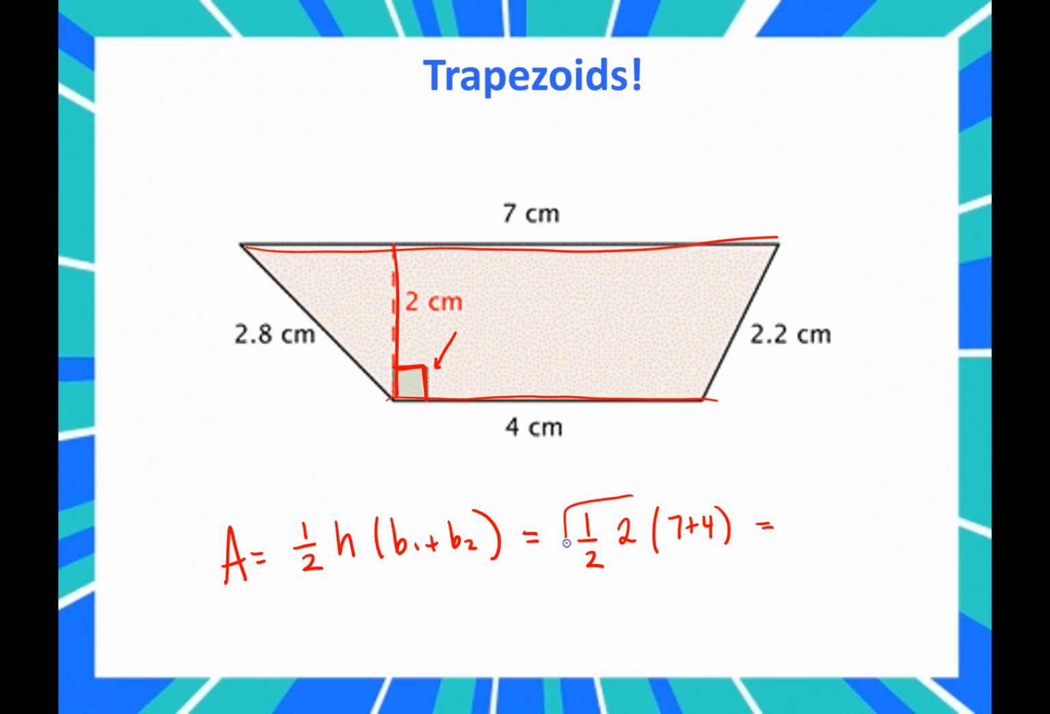Well, I can always do this first. 1/2 of 2 is 1. So it's going to be 1 times 7 plus 4. Well, that gives me 1 times 11. So our area here is 11 centimeters squared. Shall we do one more practice? I think so.